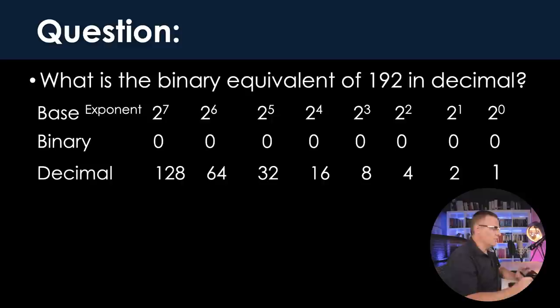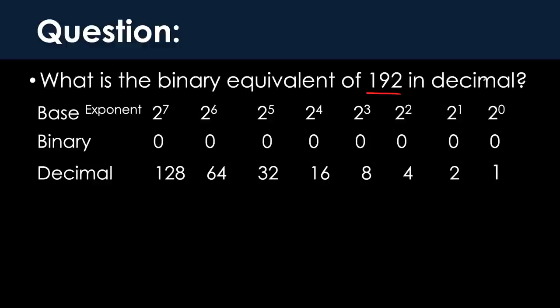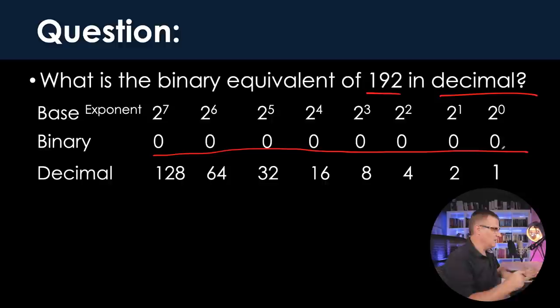Okay, so let's see if you can answer this question. Pause the video if you need more time. I'm going to go through the question and then I'll answer it. What is the binary equivalent of 192 in decimal? So what is 192 equal to? Which binary bits here would you set on to get 192? Now pause the video at this point if you need more time. Otherwise, I'm going to explain the answer.